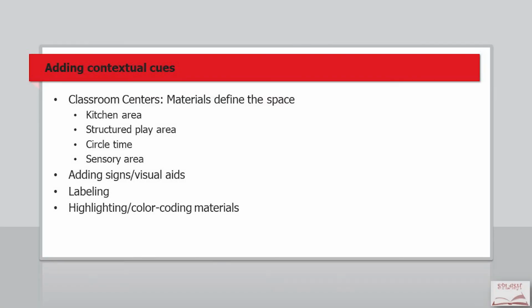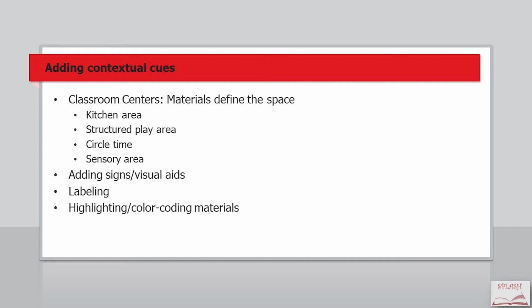Once the spaces have been developed, the last step is to add contextual cues to provide information about what will take place in each area. You may help provide cues by using materials to define the space. For example, an appliance and furniture may help define what takes place in the kitchen area. Toys define what happens in a play activity or structured play area. The circle time rug, bulletin board, or smart board help define the circle time area.